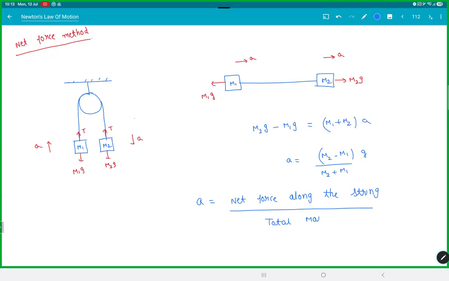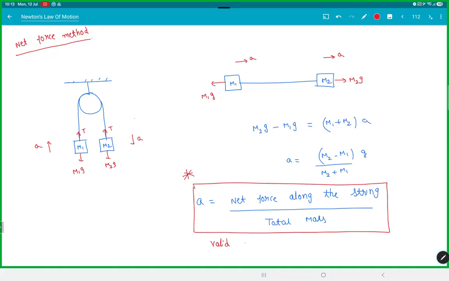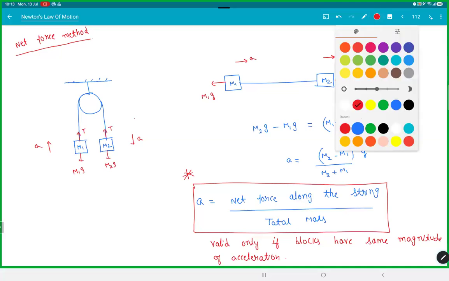The only problem is this will work only when all the blocks have the same magnitude of acceleration. If they have different accelerations, it doesn't work. So simple, neat trick. Basically, we are just eliminating tension and writing this. But this is valid only if the blocks have the same magnitude of acceleration. They can have different direction, but the magnitude should be the same. In certain cases, this will actually save you a lot of time. So let me show you a few more on this. Now you guys try using this method.